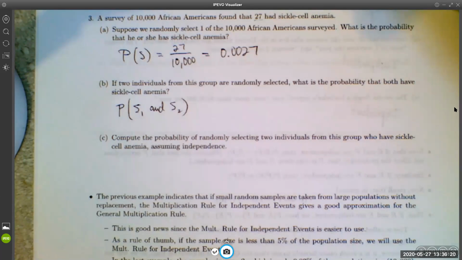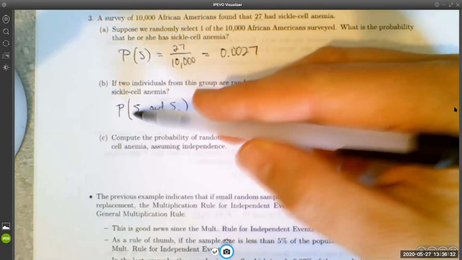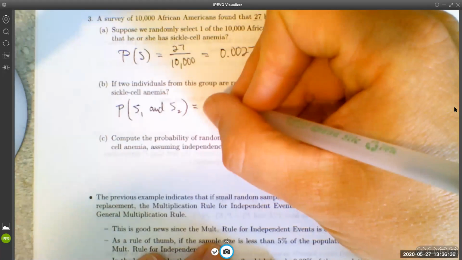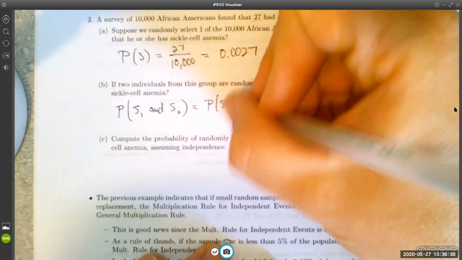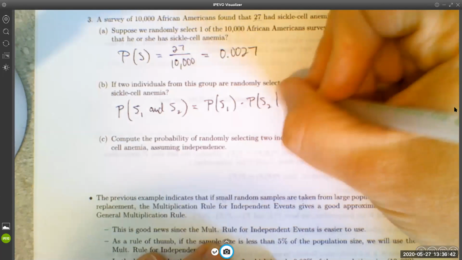And these are not independent events because once you choose the first person, you're not going to put them back into the pool of people to choose from again, right? So the probability for the second person is going to be different based on what happens with the first person. So these are not independent events. We would say this is going to be the probability the first one has sickle cell times the probability that the second one has sickle cell, given that the first one did.